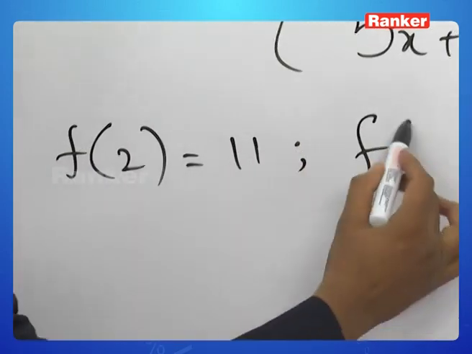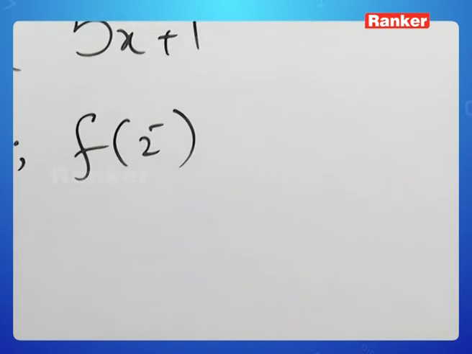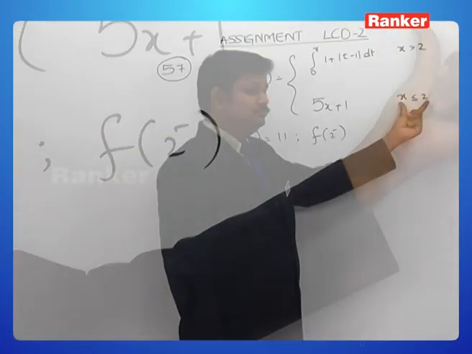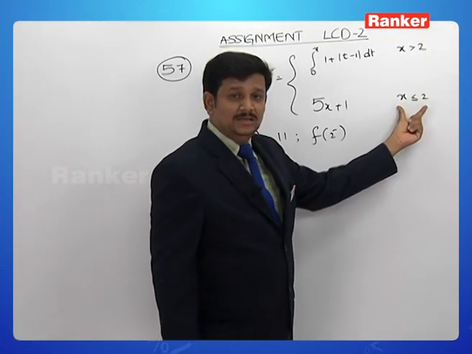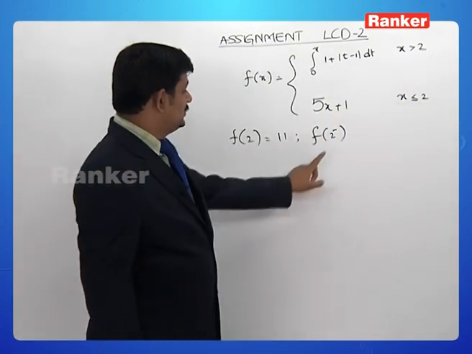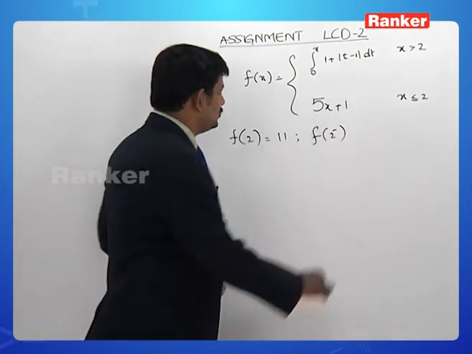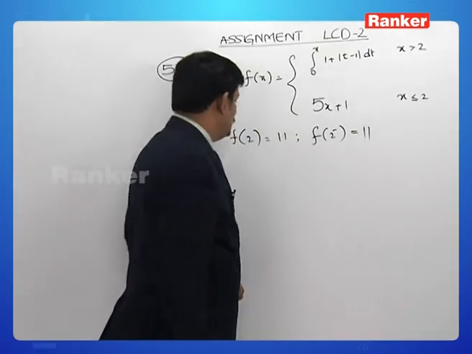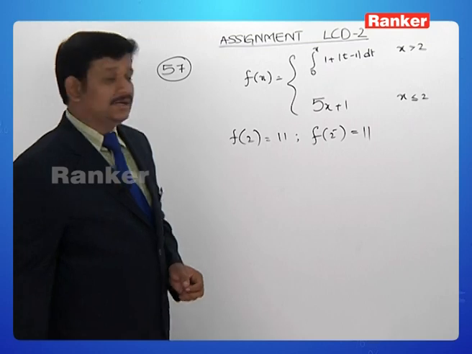f of 2 minus: whenever x is slightly less than 2, f of x is given by 5x plus 1. So the limit as x tends to 2 minus of 5x plus 1 is also 11. f of 2 is the same as f of 2 minus.